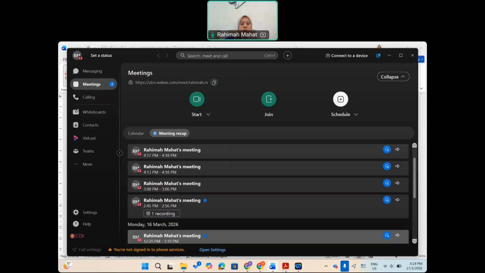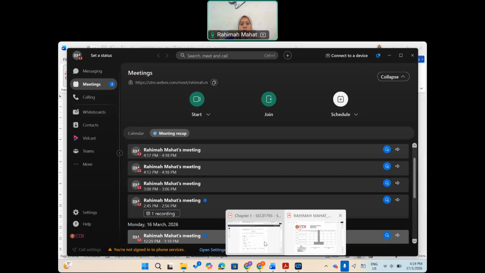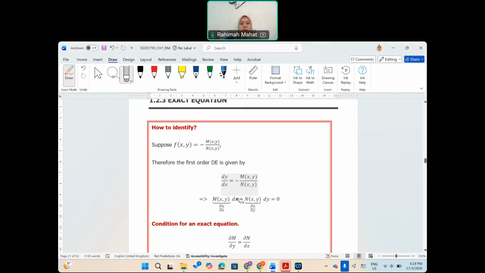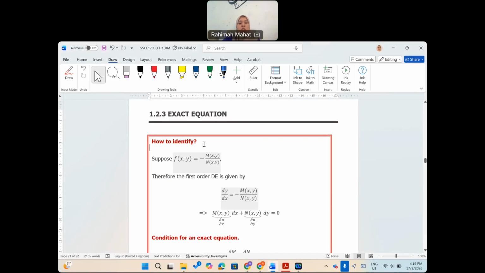So today we will continue to the next subtopic of first order differential equation, which is the exact equation. So before that, how do we identify what is an exact equation?